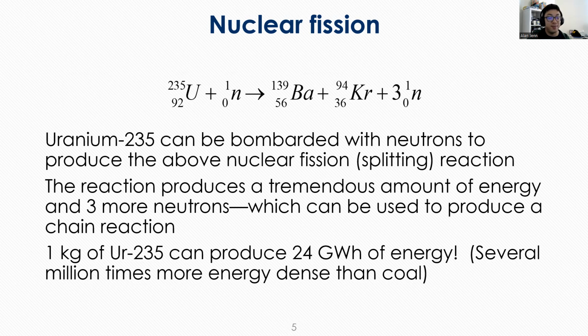And the amount of energy that you get from this type of reaction is absolutely orders of magnitude higher than the types of things that we get from traditional combustion, right? So just 1 kilogram of uranium produces 24 gigawatt hours of energy, which you would need tons and tons and tons of coal to produce this equivalent amount of energy from combustion.